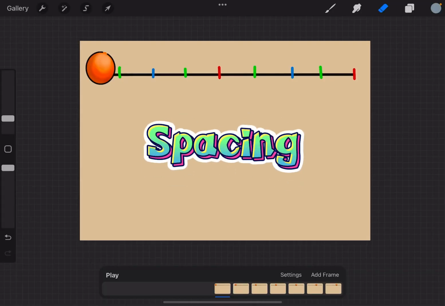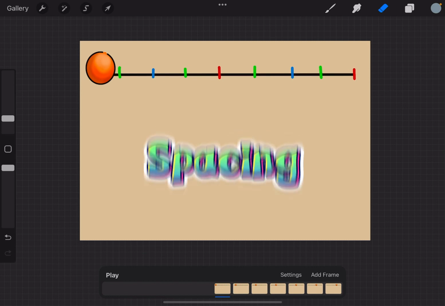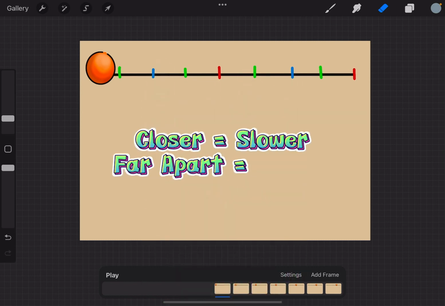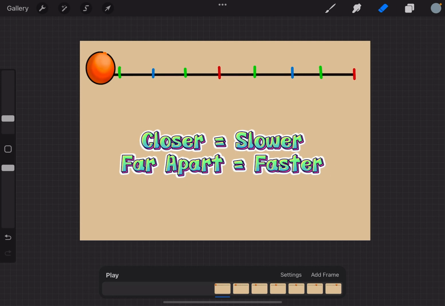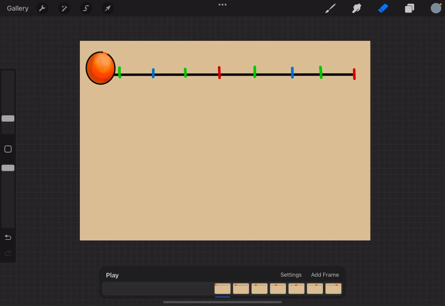Spacing refers to how close or far each individual drawing is from each other. The closer we draw things, the slower they appear to move. We can use this principle to get some nice variation in the speed of our animation, and it also helps convey things like weight and power.